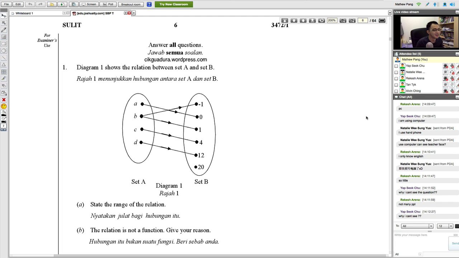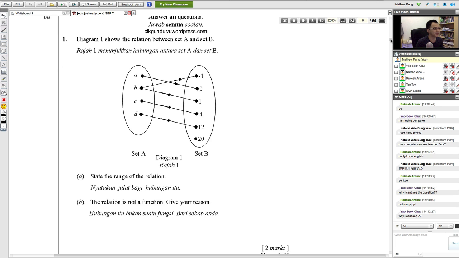Okay, so let's discuss question number 1. But before I start, what happens to Xiok Zhu? Why can't I see? Can you see the exam paper I uploaded here? I mean, question 1 is a function question. If you can't see the PDF file, maybe you can try to log out and log in again.